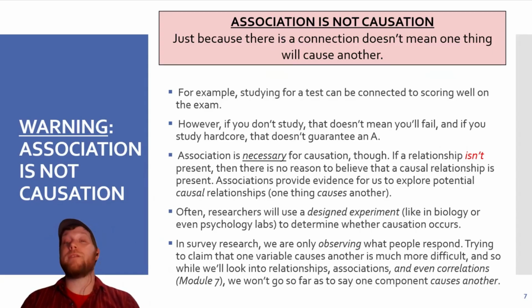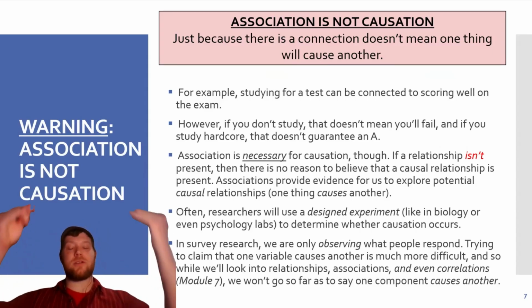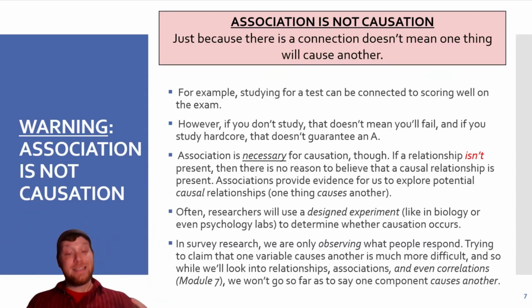Now, trying to claim that one variable causes another is much more difficult in these situations. So, while we'll look into relationships, associations, even correlations, we're not going to go so far as to say that one component causes another. There may be other higher level things that we could explore and analyze to see whether this causation occurs, but we won't worry about it right now. We'll just go with the more relaxed situation and say whether or not a relationship seems to occur.